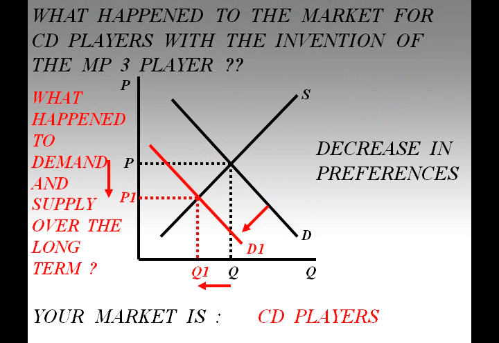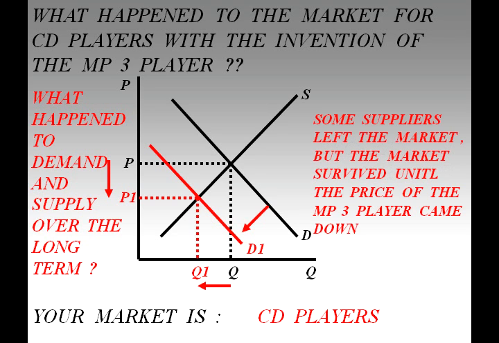For our last long-term example, we're going to look at the market for CD players and what happened to it with the introduction of the MP3 player. With the introduction of the MP3 player and the new technology, we saw a rapid decrease in customer preferences for CD players. The demand for CD players fell off dramatically. The only way they could be moved and consumed was by offering a lower price point.